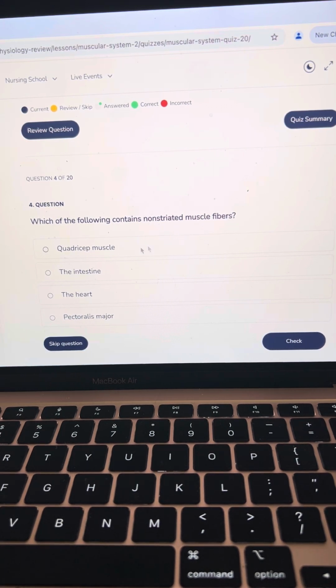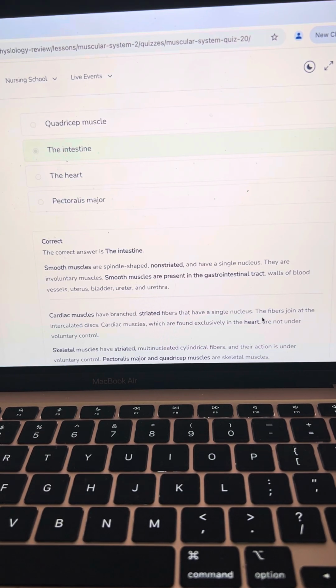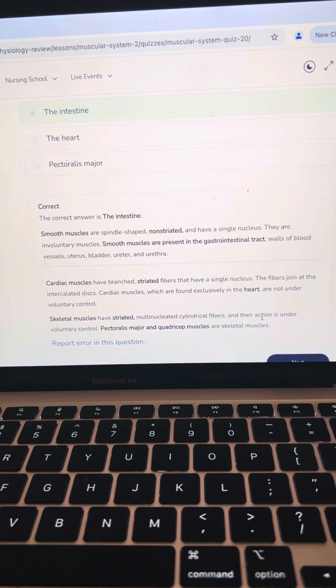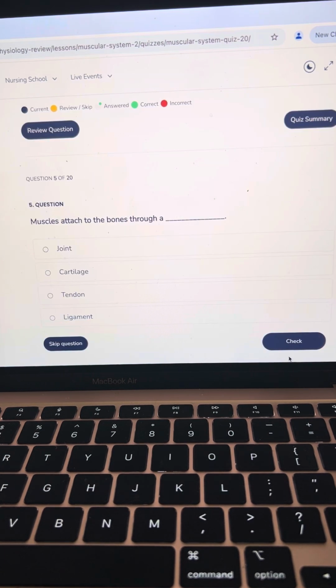Non-striated muscle fibers. Non-striated, I'm going to say the intestines, okay? Correct. Very good. And there you go. And it tells you why. It tells you about the cardiac and the skeletal, okay?